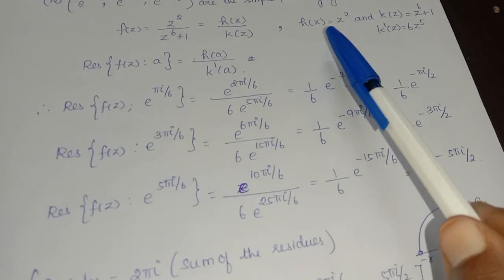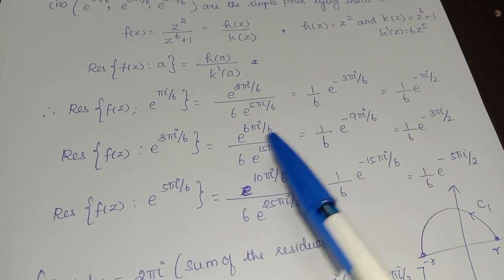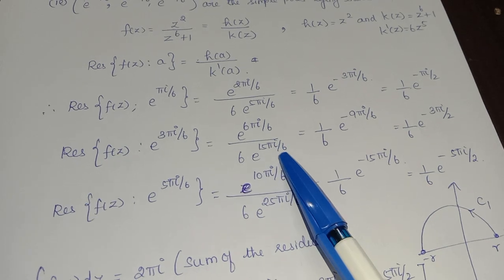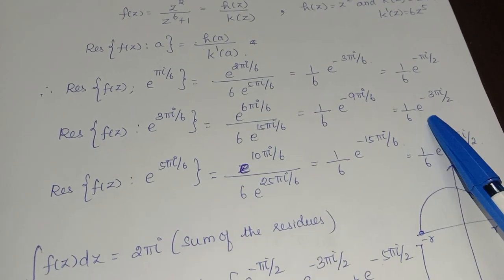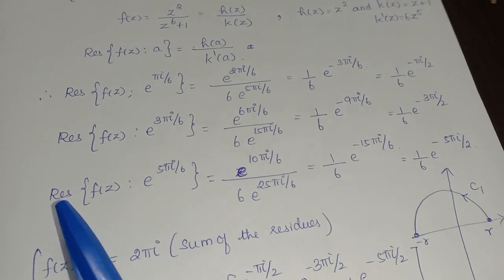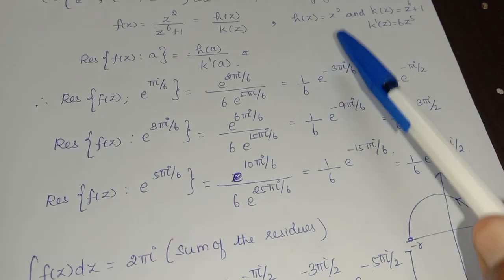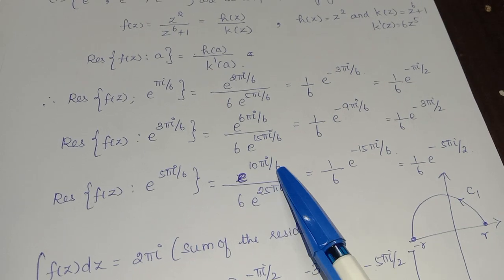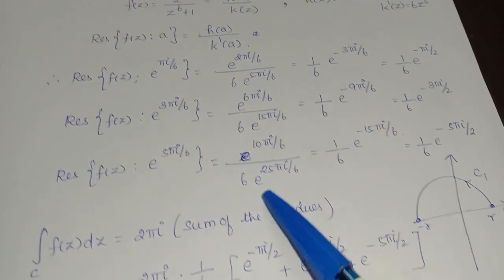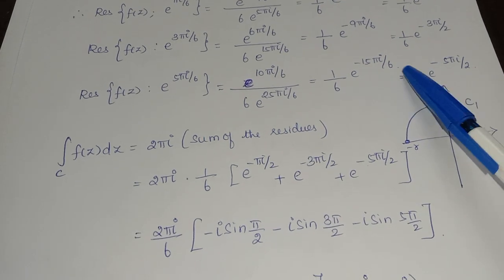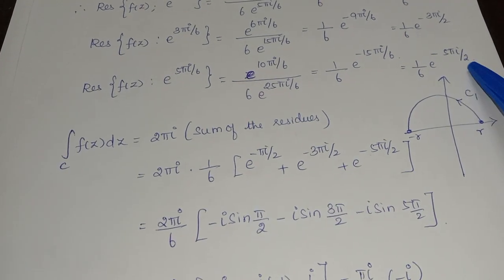So e power z square means e power 6 pi I by 6, by 6 z power 5, so 6 into e power 15 pi I by 6. So it is 1 by 6 e power minus 3 pi I by 2. Next one, residue at e power 5 pi I by 6 equal to z square is e power 10 pi I by 6 by 6 z power 5, is 6 e power 25 pi I by 6. So it is simply 1 by 6 e power minus 5 pi I by 2.